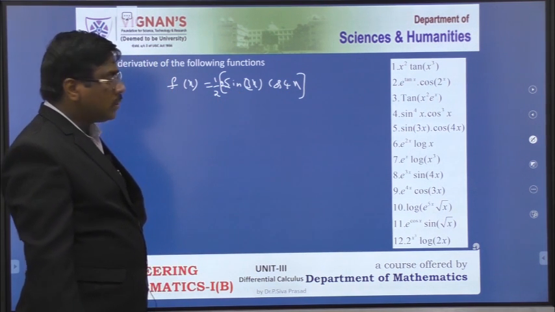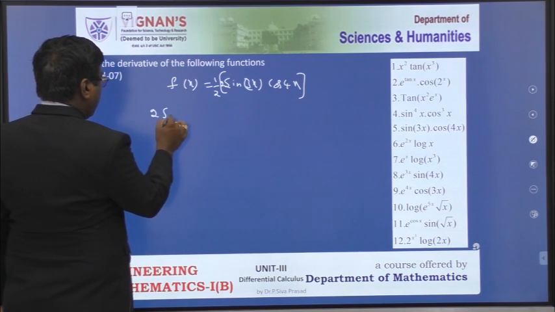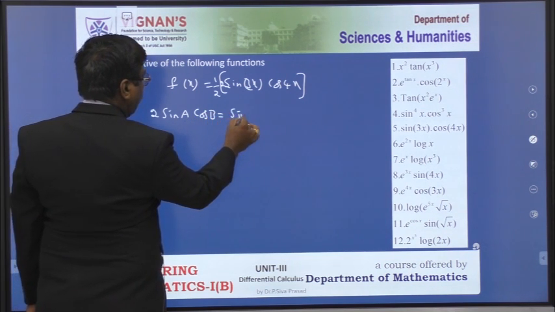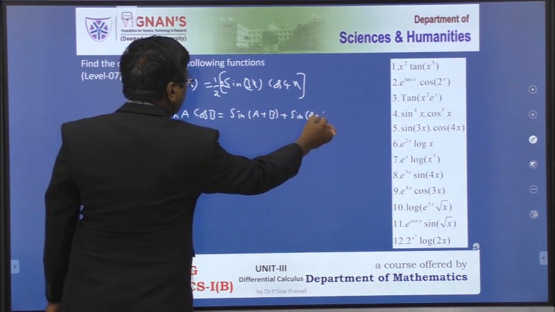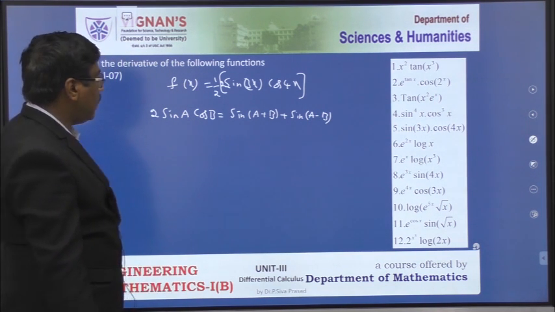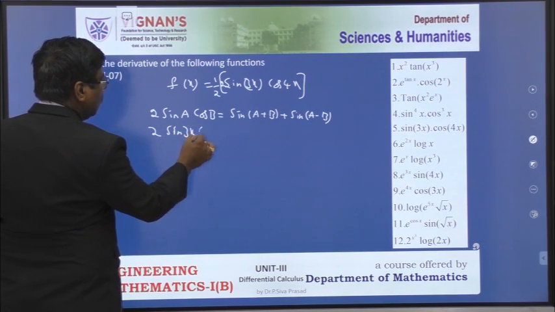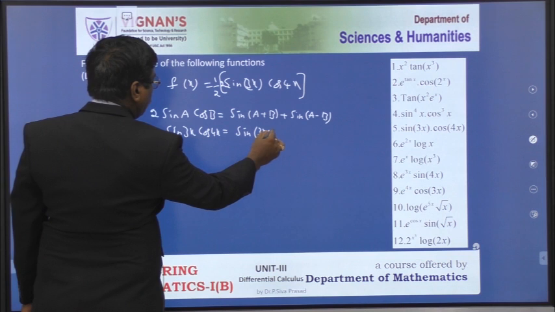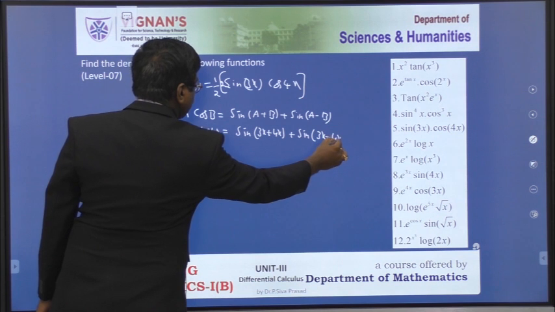Then this is in the form of 2 sin A into cos B. That you have already learned in trigonometry. 2 sin A into cos B is equal to sin of A plus B plus sin of A minus B. This is the formula that you already learned in the second unit. Therefore, 2 into sin 3x into cos 4x is equal to sin of 3x plus 4x plus sin of 3x minus 4x.